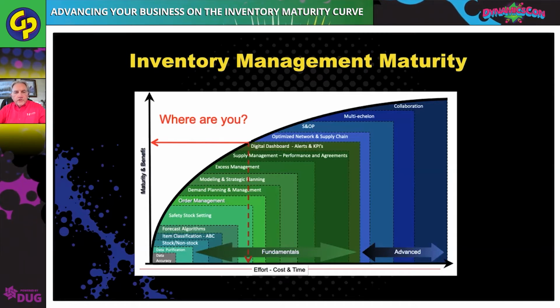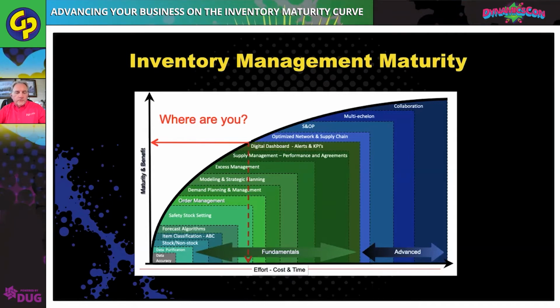First, notice what the two axes are here. On the upper left, going up, is the maturity and benefit axis. And across the bottom is our effort axis, both in terms of cost and time. As we make our way to the upper right, following that curve, we're going to see greater maturity in terms of our sophistication along this inventory management environment. But we're also going to see increased effort, increased cost and time involved in achieving these different layers or levels of maturity.